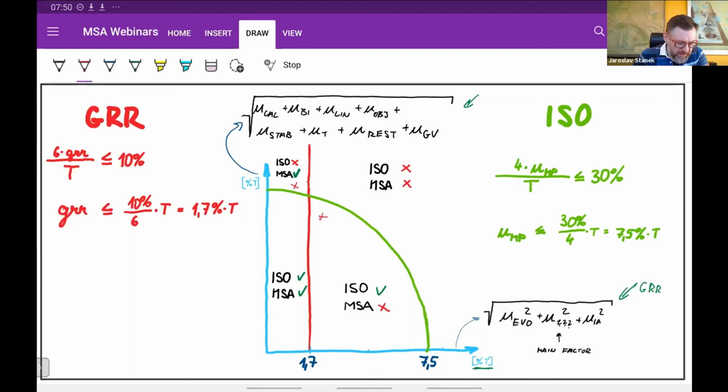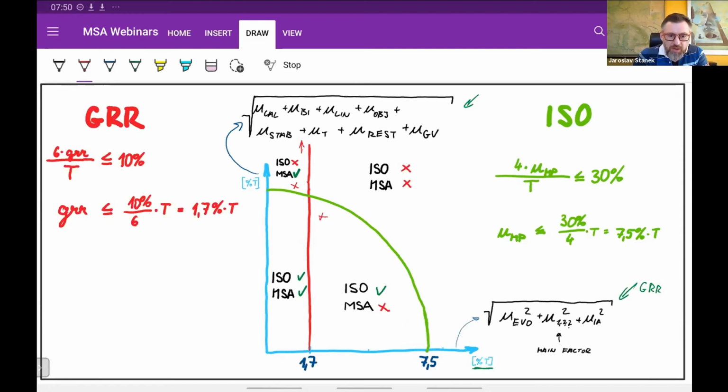On the other hand, everything up here, the other parts of the measurement process, which actually includes the measurement system, the gauge R&R doesn't care about. This is being taken care of by the Cgk. So up here, it can go to whatever level. The GRR does not care.